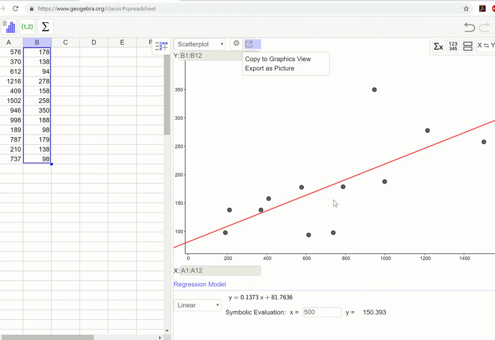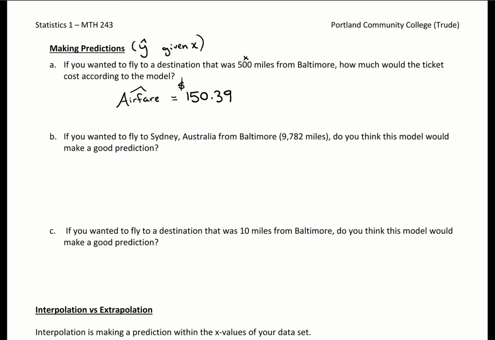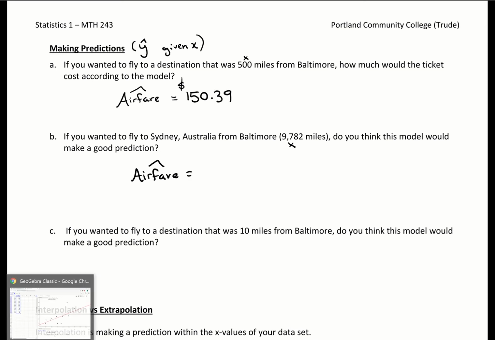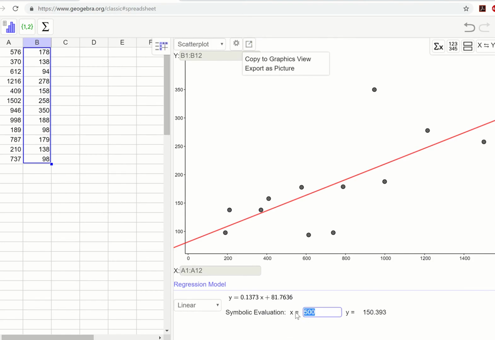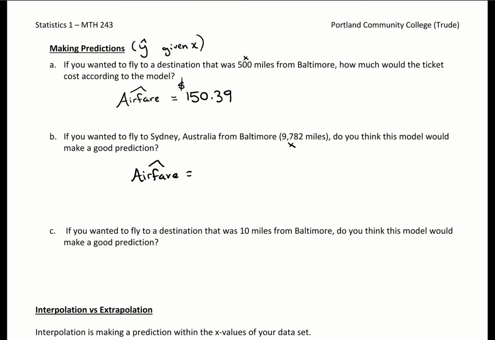But then in the next question, we ask, what if we travel to Australia? So what if x is 9,782 miles, and we estimate our airfare for that scenario. We go into GeoGebra and plug in 9,782. We get an outcome of 1,424.43. Now, that would be our airfare traveling that far.